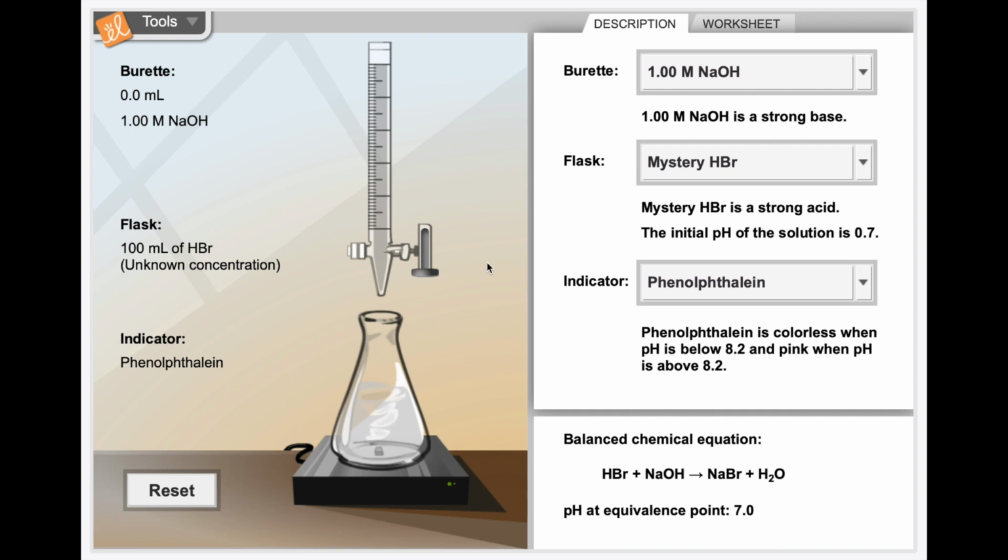So we are going to, in the titration, be adding NaOH to the HBr to neutralize it using this equation. So the HBr and NaOH is going to create NaBr, a salt, and water. So the pH at the equivalence point is 7. How are we going to know when our pH is 7? The color is going to change.